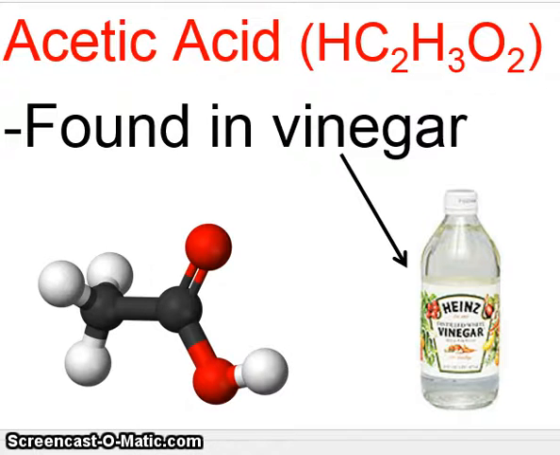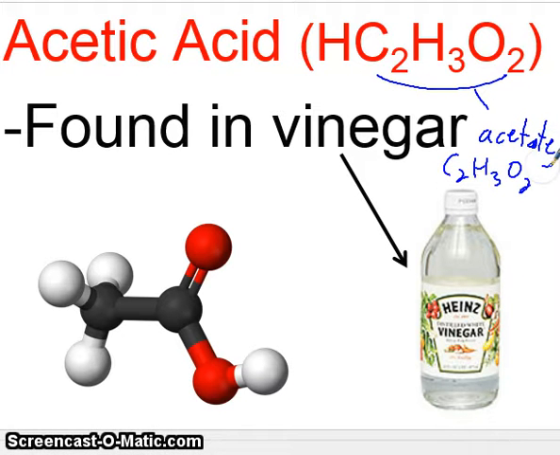This is another weak acid. These last three have been weak. This one is based on the acetate anion, acetate, that we've learned about, C2H3O2-. And if you put a hydrogen to it, you get yourself acetic acid, which is found in vinegar. Vinegar has the active acid, acetic acid, in it.